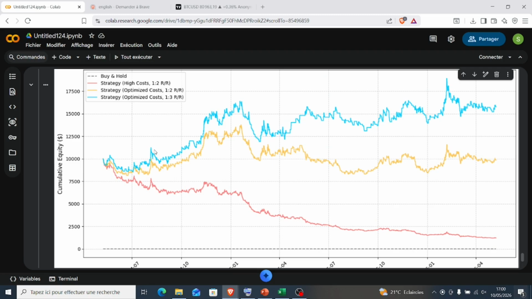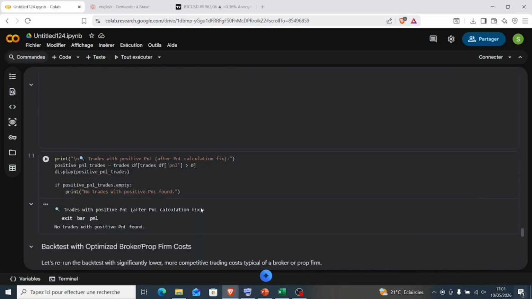In the next video, we will code, optimize, and validate this strategy step by step. We'll go from loading the data to running the final backtest that proves why the 1 to 3 RR is necessary.